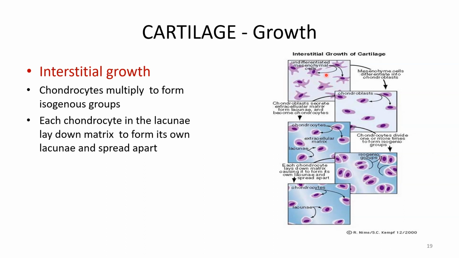Then coming to the interstitial growth. The chondrocytes that are derived from the chondroblasts of the perichondrium will go on multiplying and forming the isogenous groups. Each chondrocyte in the lacunae will lay down the matrix to form its own lacunae and spread apart. That's how they will be forming from within by the division and differentiation of the chondrocytes.